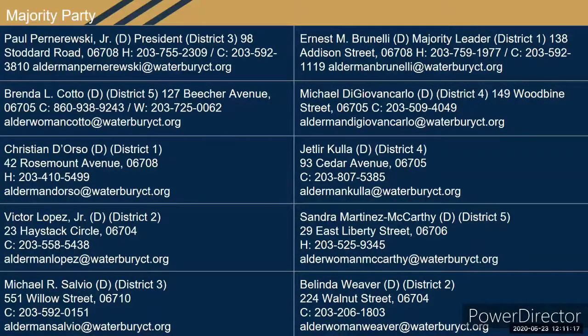This is the majority party of aldermen in the city of Waterbury. Because there's a democratic majority, they get 2. So each district has 2 aldermen. We're focusing on District 2. So District 2, there's Victor Lopez and Belinda Weaver. So any issues locally that affect you directly on a day-to-day basis, that's who you want to contact first.